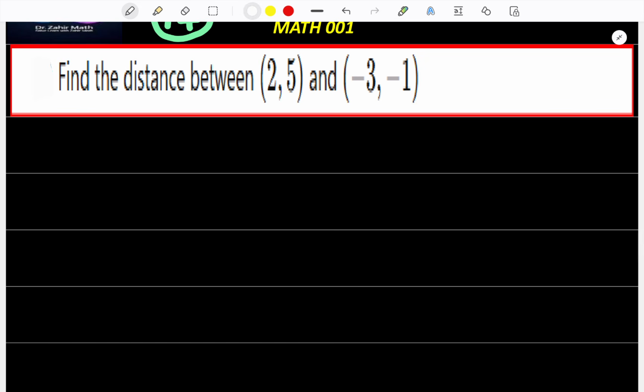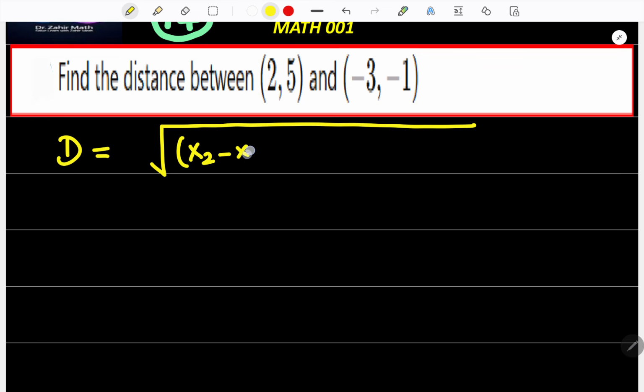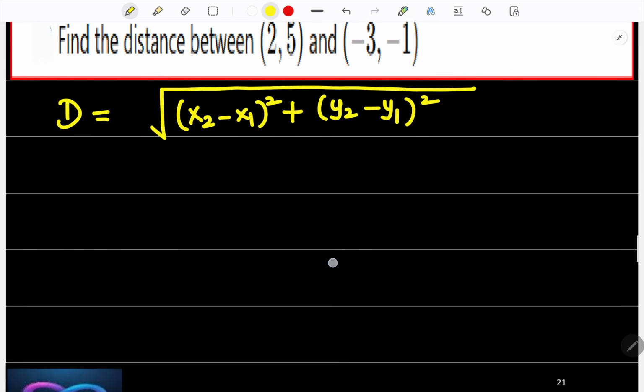Find the distance between 2 points. So distance between what? 2, 5 and minus 3, minus 1. Every time we say distance formula, memorize. Again, I'm telling, please memorize. Distance is equal to square root of x2 minus x1 the whole square plus y2 minus y1 the whole square. Minus, minus, minus. Keep in your mind.